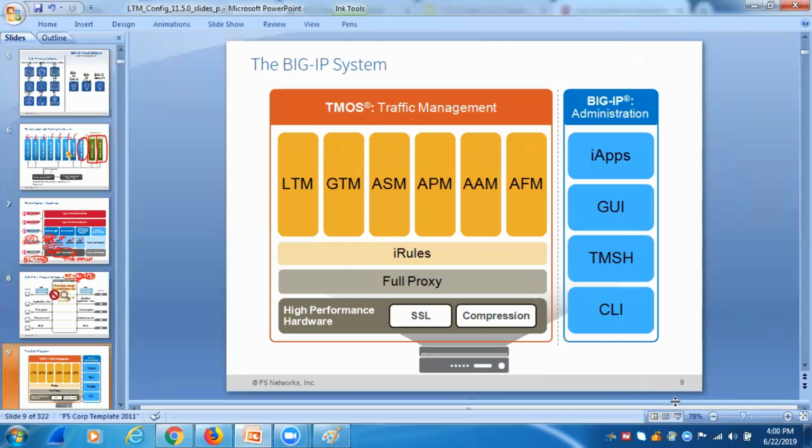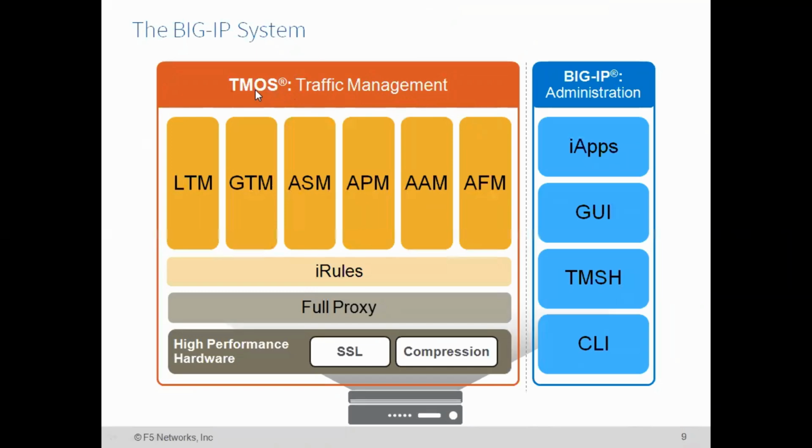So let's move to this one. We have the traffic management operating system over which we can provision, meaning we can run any module. It is not like you have a BIG-IP box, then only LTM is going to run on it or GTM is going to run on it. You can run any modules that you want. You can run a single module or multiple modules on a single hardware box. You can run LTM and GTM on the same BIG-IP box.